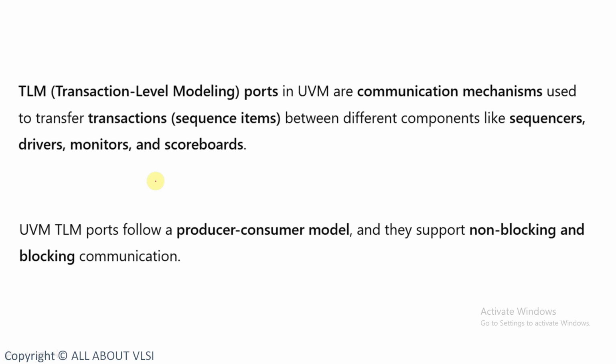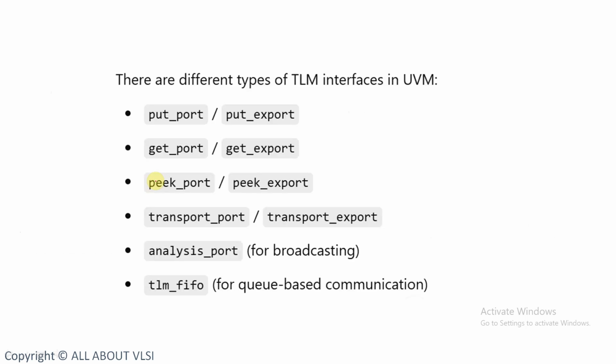UVM TLM ports follow a producer consumer model, and they are supported by non-blocking and blocking communication. So we have two types, blocking and non-blocking, that we are going to see. These are the types of TLM ports we have: put port and put export, and get port followed by get export. Peek port, peek export, which is non-blocking, and transport and transport export, and another is analysis port, which is for broadcasting, and another is TLM FIFO.